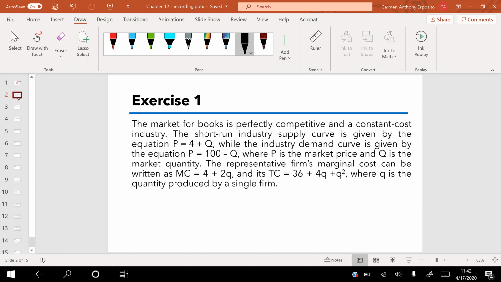A representative firm's marginal cost is 4 plus 2q, and its total cost is 36 plus 4q plus q squared, where little q is quantity produced by a single firm. So that's really important to know that big Q is not equal to little q. So there's not a typo. Okay.